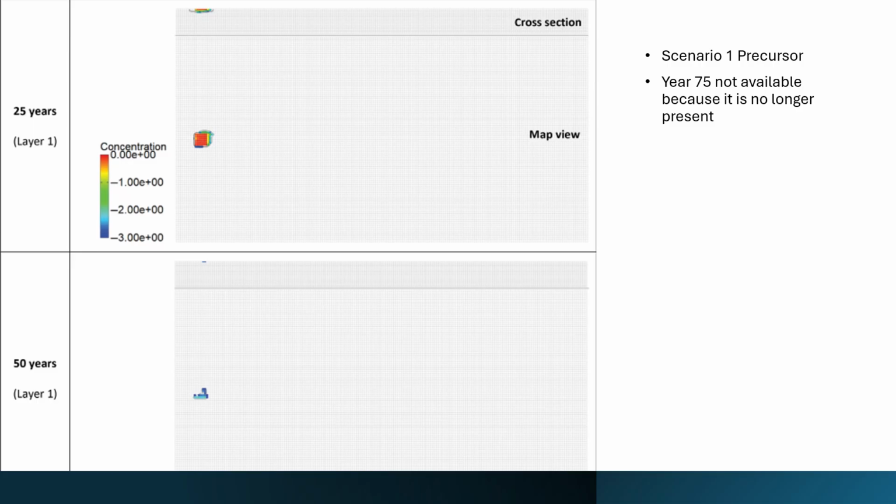And then in the next 25 years, or at year 50, remediation starts taking place. And here the model predicts that the precursor plume is still around to contribute to PFOA transformation. And by year 75, it is no longer present as a source.